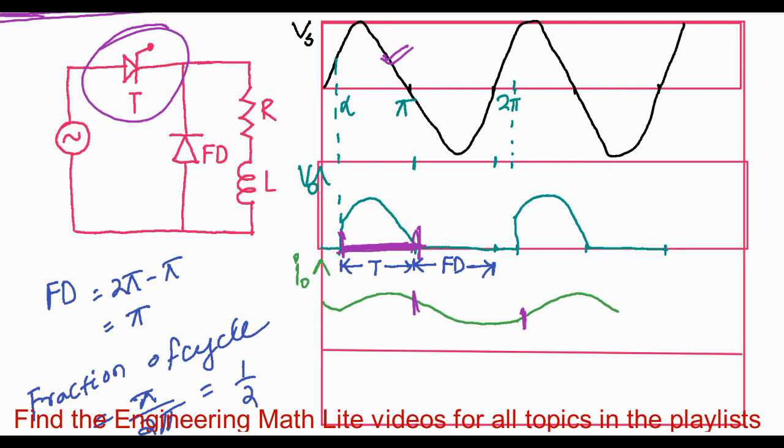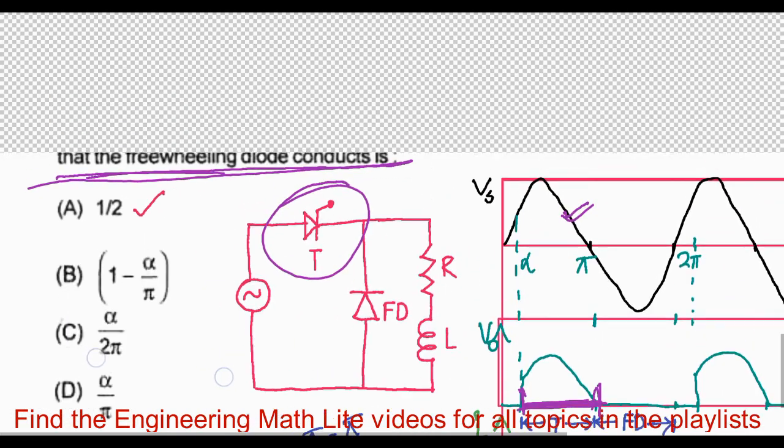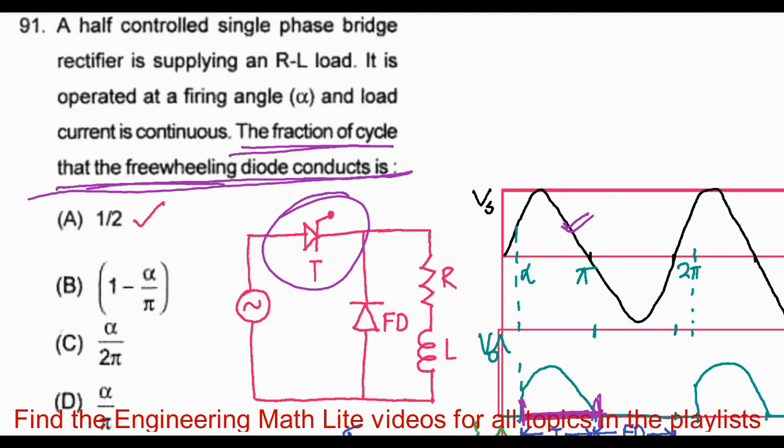That means for a general sinusoidal wave the total full cycle is 2π. Then what will be the fraction of cycle for the freewheeling diode conduction? This will be π by 2π, that means half. Half is the fraction of cycle for which the freewheeling diode is conducting.